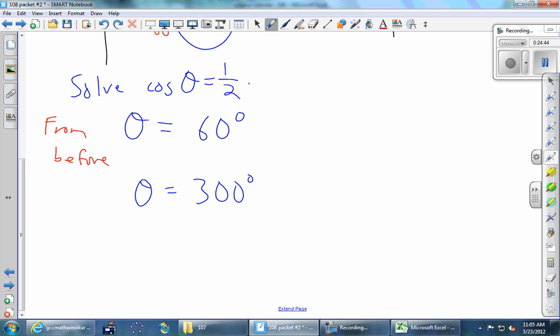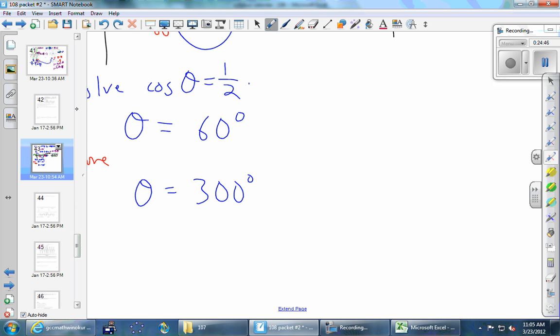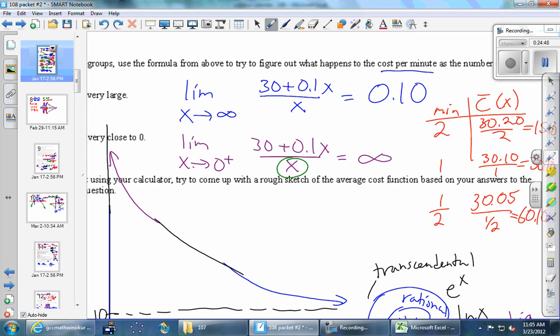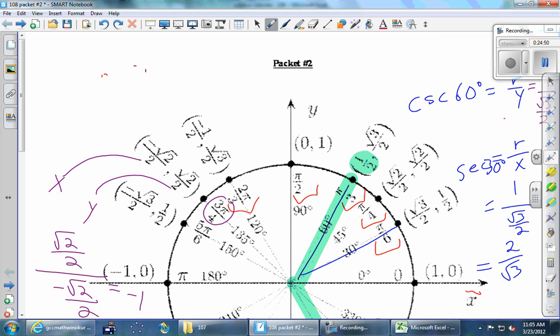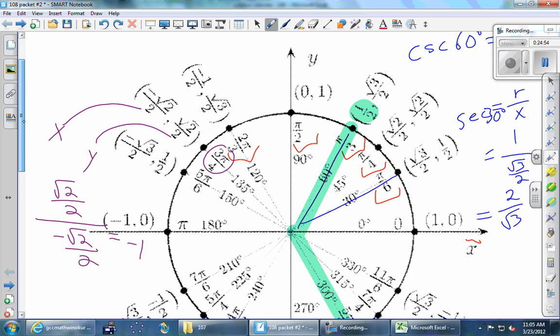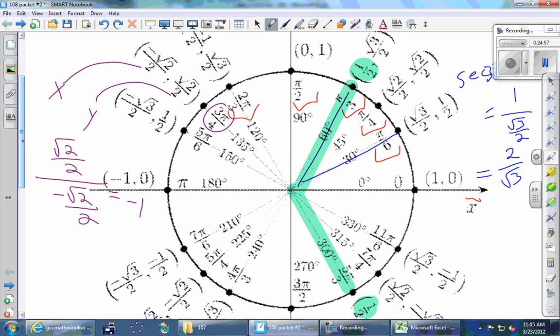Here's the question. If you are currently sitting on 60 degrees, how far do you have to go to get to the next answer at 240? From 300, how far do you have to go to the next answer? You have to go 120. So you go 240 one way and 120 the other way.